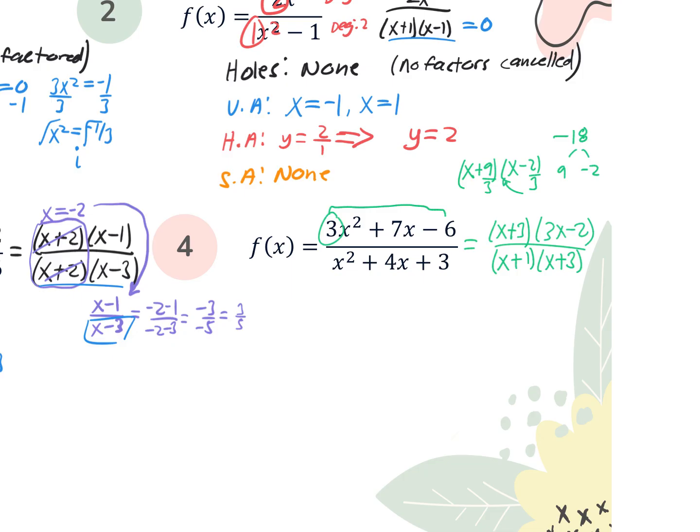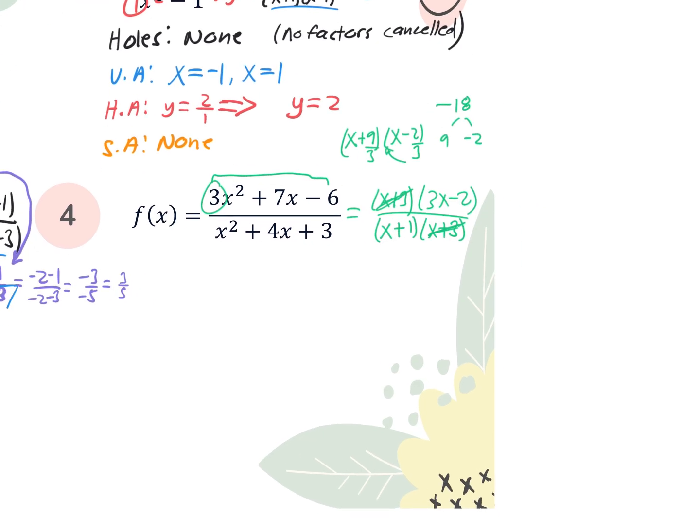Once again, we do have something that cancels out. So the x plus 3 and the x plus 3 cancel out. That leaves our simplified expression as (3x minus 2) over (x plus 1). So I'm going to have for sure a hole. We're going to have a hole at an x value of negative 3.